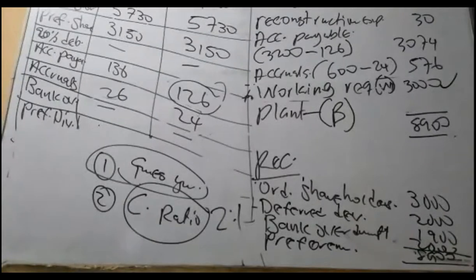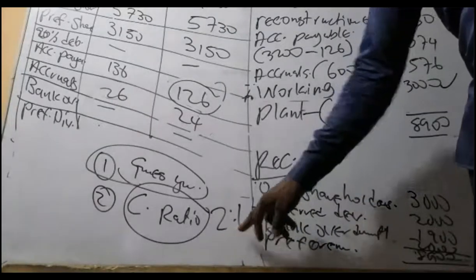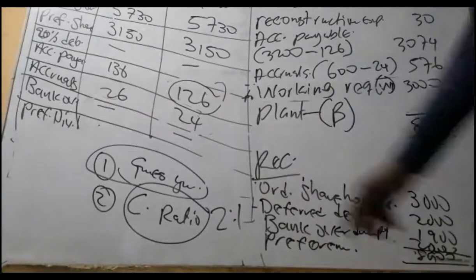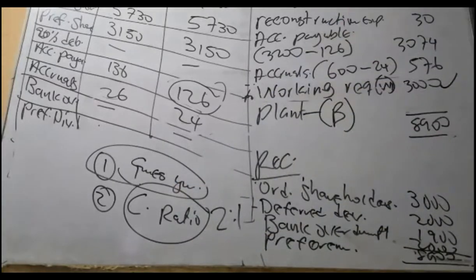Great. So that is it. But here, for teaching purposes, I want to guess 2:1. Yes, current ratio of what? 2:1. Current ratio, not quick ratio. Okay. So that is it. So current ratio of 2:1. Great.